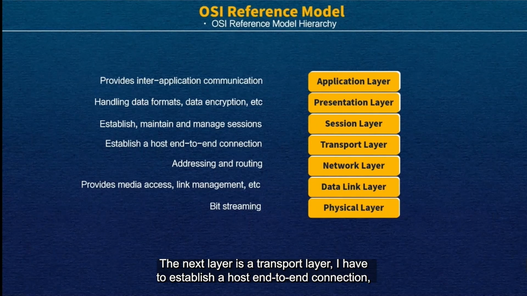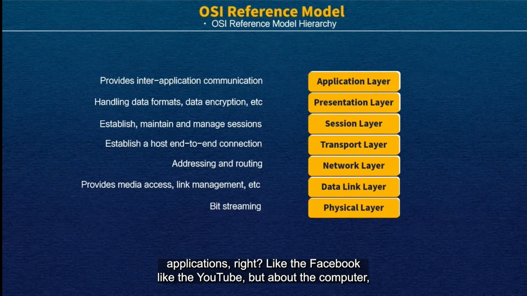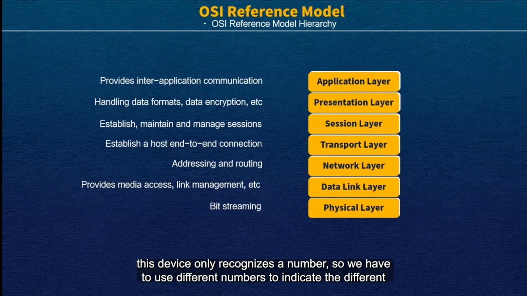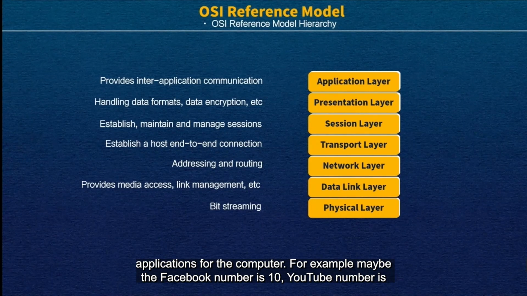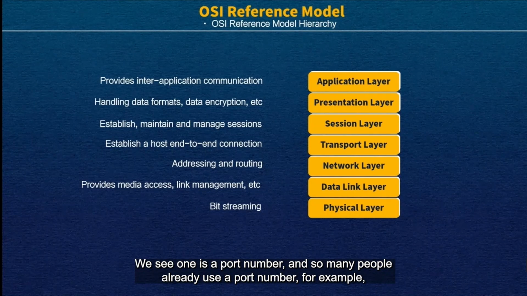The next layer is the transport layer. I have to establish a host end-to-end connection. What does end-to-end mean? About the application layer, we say we have so many different applications, right? Like Facebook, like YouTube. But the computer only recognizes numbers. So we have to use different numbers to indicate the different applications for the computer. For example, maybe the Facebook number is 10, the YouTube number is 20. So this is the main point of the transport layer, and later we will explain the detail. We call this a port number.